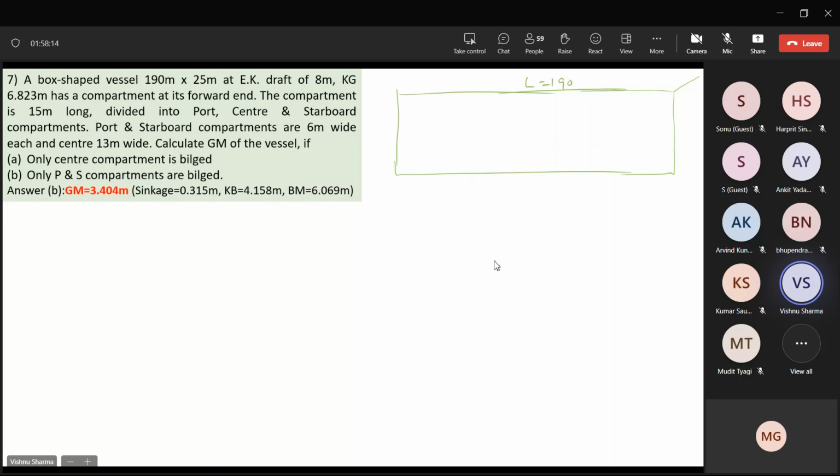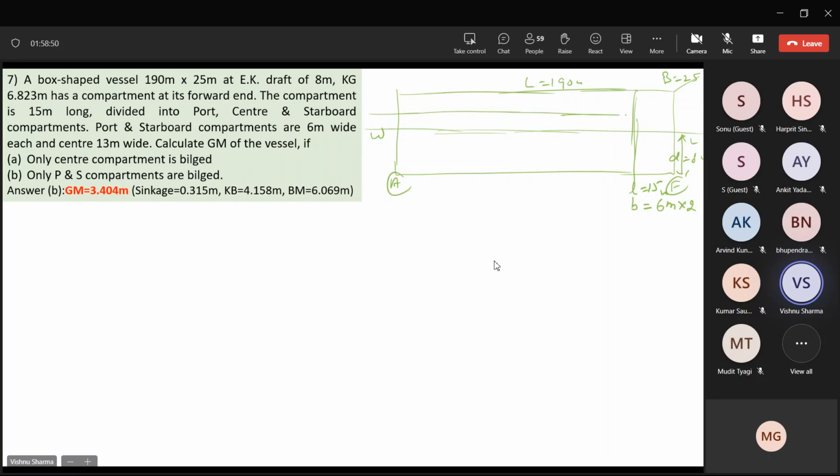Length 190, breadth 25, even keel draft of 8 meters. Forward end, aft end, compartment here. Length 15 meters. For part B, I have two compartments. Each one of them is 6 meters. So what am I writing? 6 meters into 2. That means there are two such compartments.